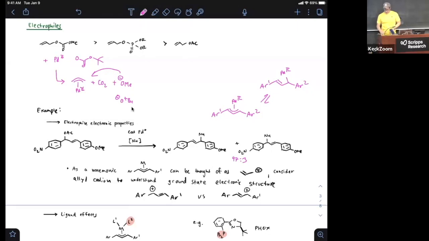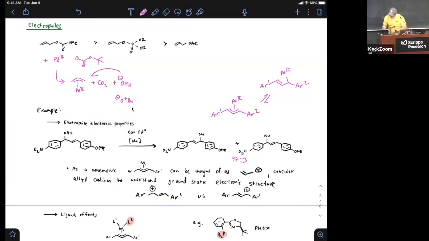In this particular case, we'd say the form that is more stable is where the positive charge is next to the electron donating group that can donate electron density to stabilize it. And that is where the highest LUMO coefficient is going to be. Positive charge is going to build up on that position, largest LUMO coefficient, that's where the nucleophile will attack.